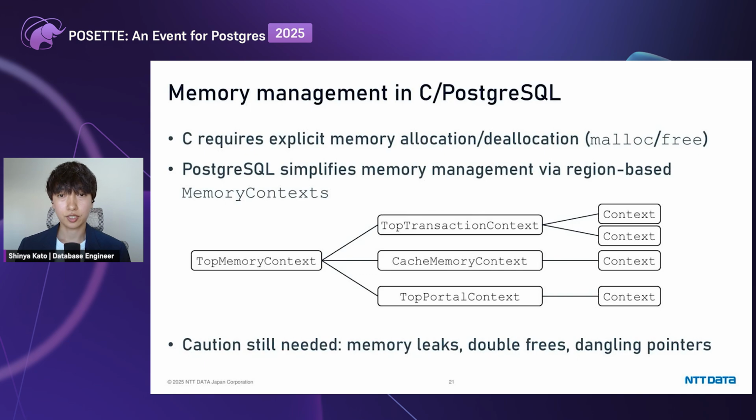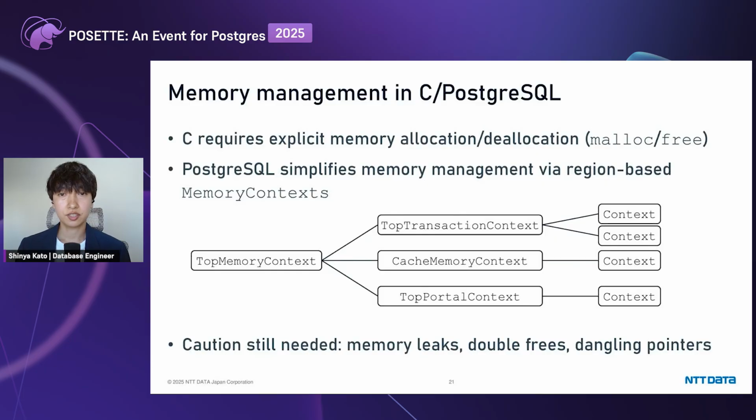The third point I'd like to introduce is memory management. Memory management in the C language requires explicit memory allocation and deallocation using malloc and free. Postgres implementation uses a region-based system for memory management, utilizing memory contexts.